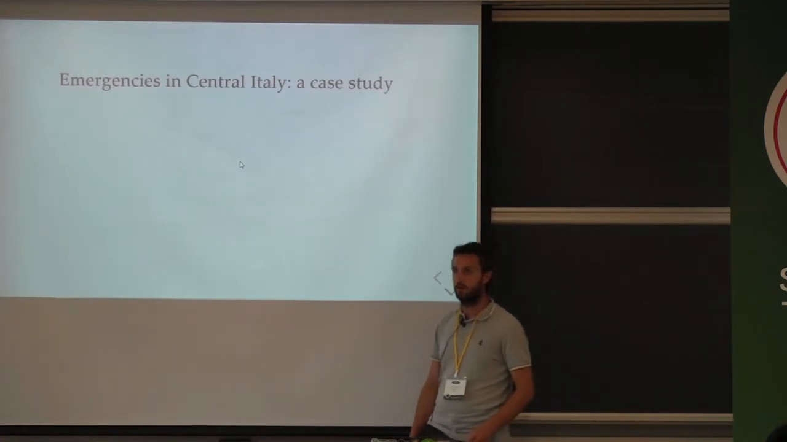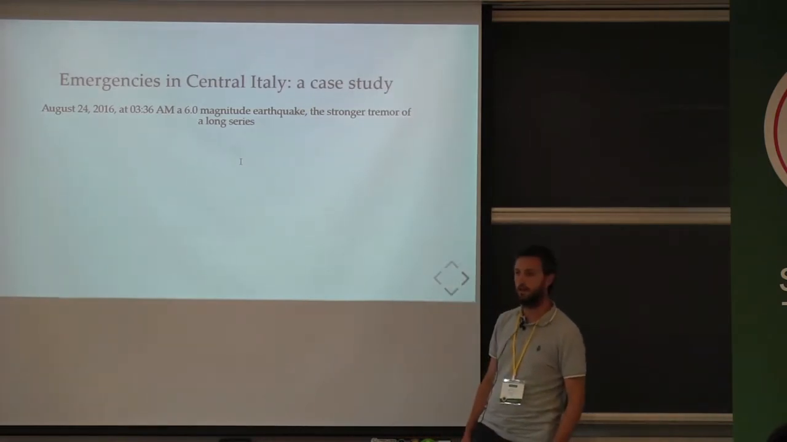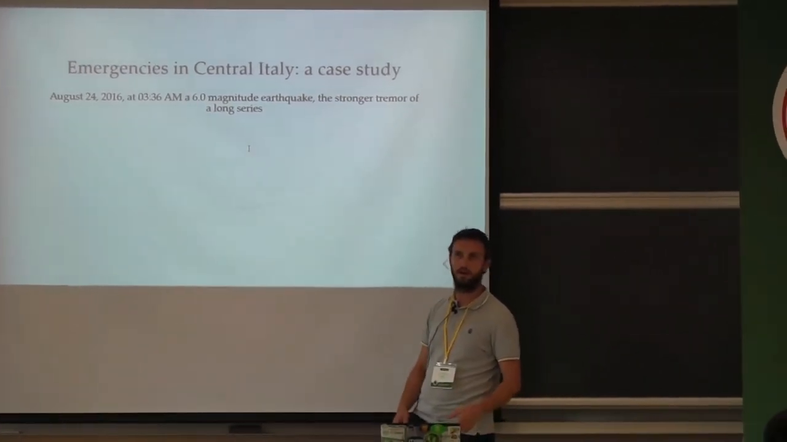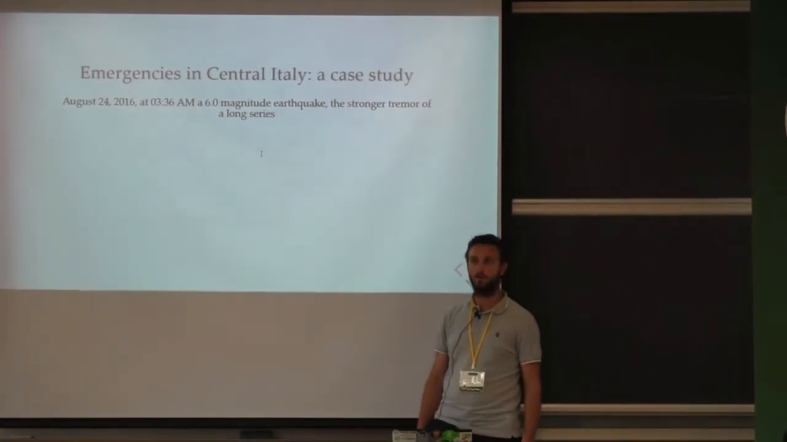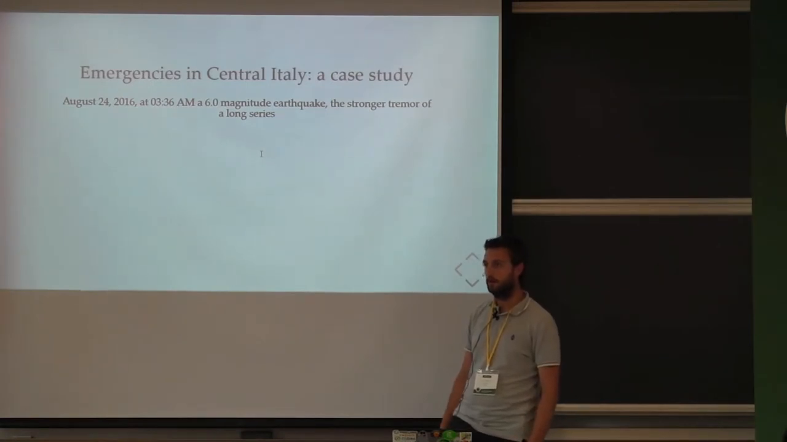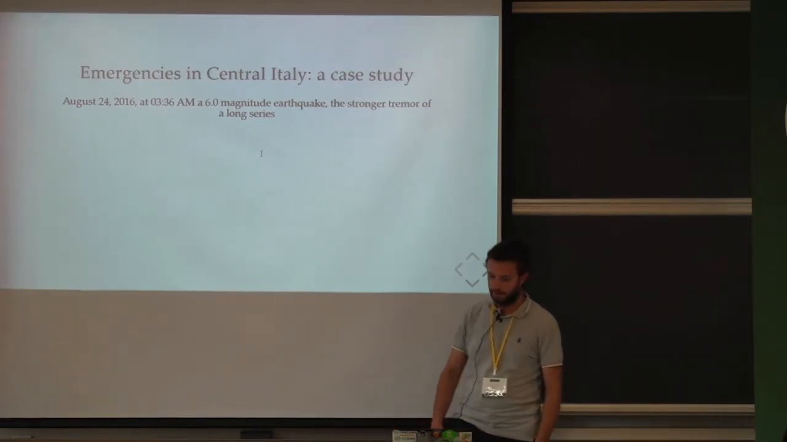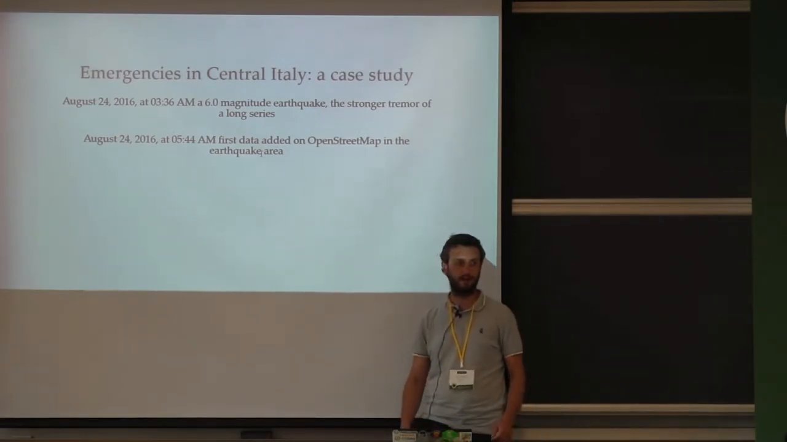What happened in Italy two years ago? In August 2016, at 3:36, there was a really strong earthquake in the center of Italy, the strongest of a really long series of smaller earthquakes. Around 300 people died, so it was quite a big impact for the area. At 5:44, the first data was added in OpenStreetMap. We checked on the planet file when the people started to map the area.